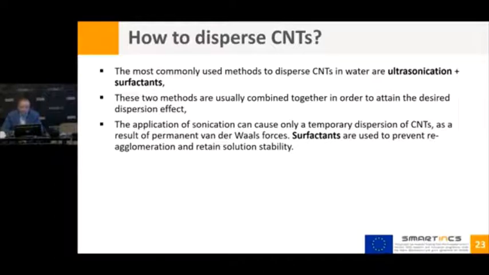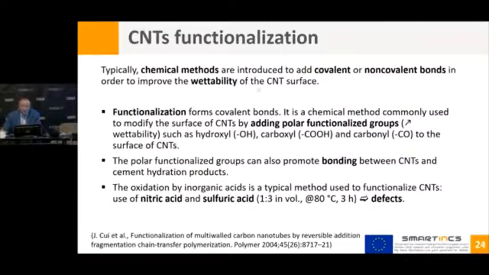We need to use some dispersants. We need to use some surfactants that are adsorbed onto the surface of the carbon nanotubes, and at that point the sonication becomes more efficient, because you can keep the solution at rest and you will limit the re-agglomeration, since the surface of the carbon nanotubes will be covered by other molecules that limit the re-agglomeration due to van der Waals forces. So this is one possibility: using dispersants or surfactants.